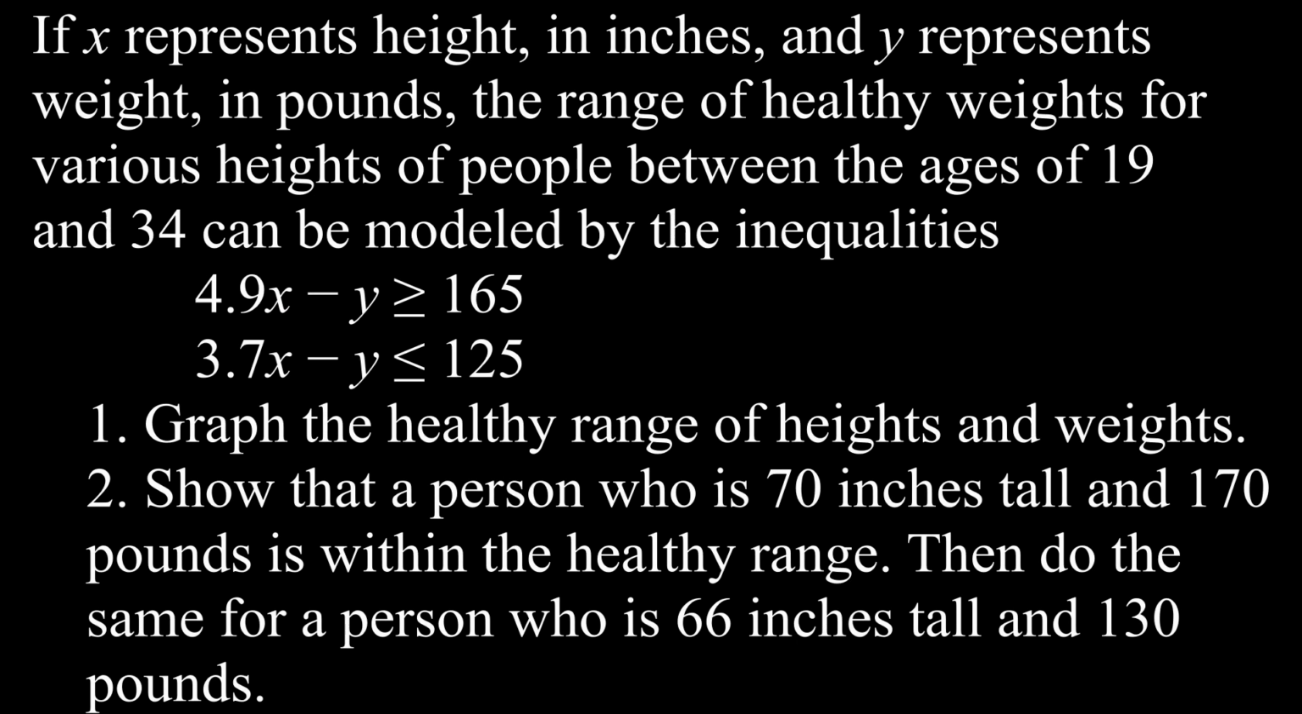So for this example, we have that if height is represented by x in inches and y represents weight in pounds, then the range of healthy weights for various people between the ages of 19 and 34 can be modeled by the inequalities 4.9x minus y is greater than or equal to 165, and 3.7x minus y is at most 125. We want to graph the healthy range of heights and weights, then show that a person who is 70 inches tall and 170 pounds is within that range, as well as a person who is 66 inches tall and 130 pounds will be there too.